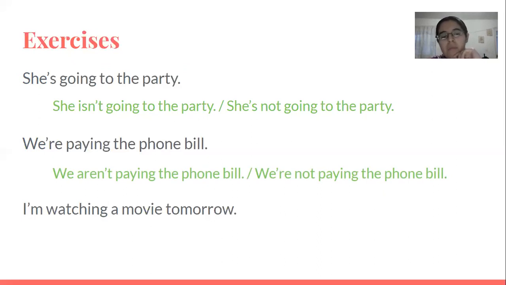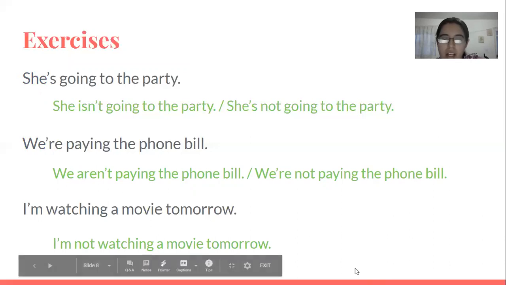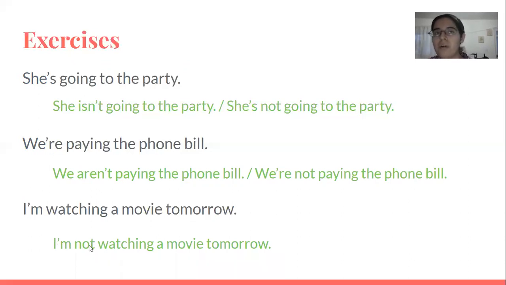And the last one, I'm watching a movie tomorrow. How would that be negative? It would be, I'm not watching a movie tomorrow. With this one, we can't contract not together. We have to contract I'm, like that. That would be the contraction. I'm not watching a movie tomorrow.